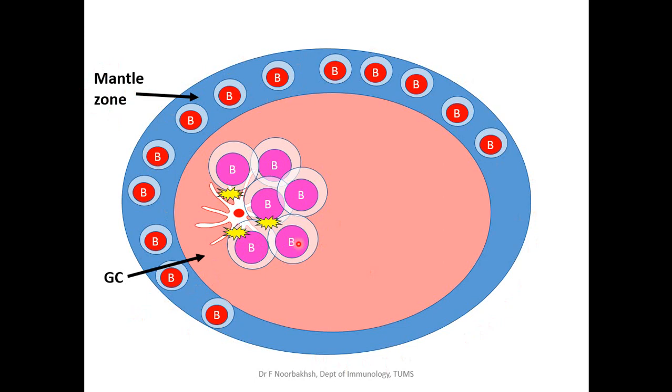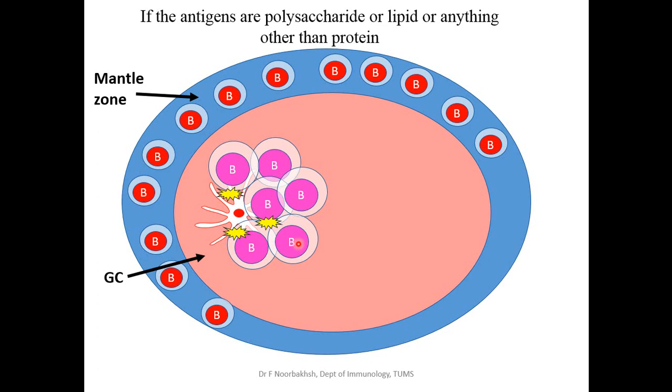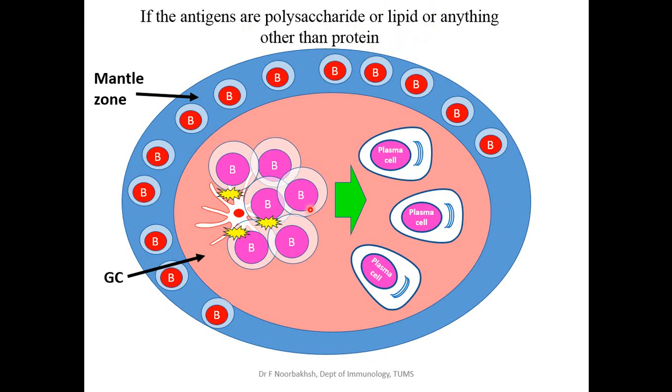So the B cells which have been proliferating, or which have responded to the antigen, can have different fates. And I showed you some of these fates in one of the previous slides. These fates are completely dependent on the nature of the antigen to which the B cell is responding. If the antigen that I'm having in here is a polysaccharide or a lipid or a glycolipid, anything other than protein, then the fate of these B cells is relatively simple. Most of them differentiate into plasma cells, which are antibody-producing cells.